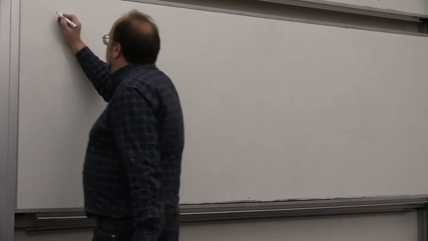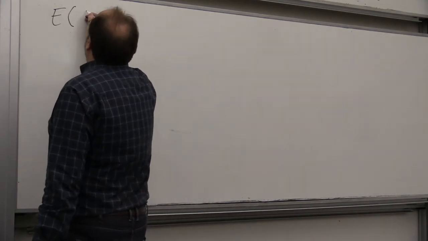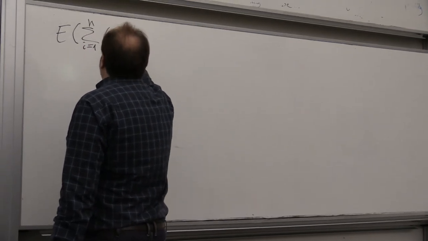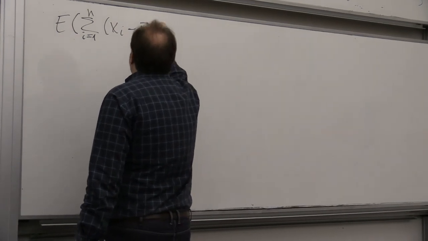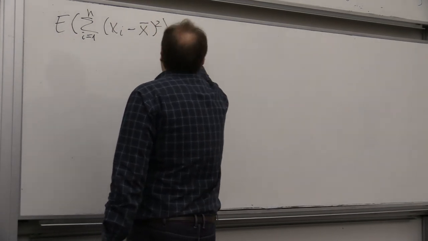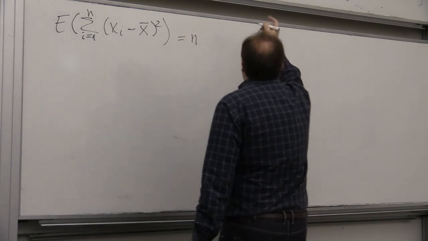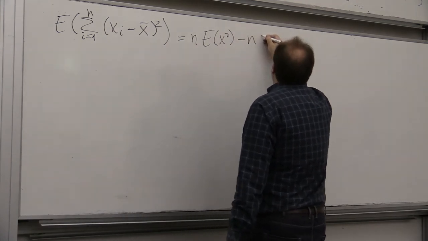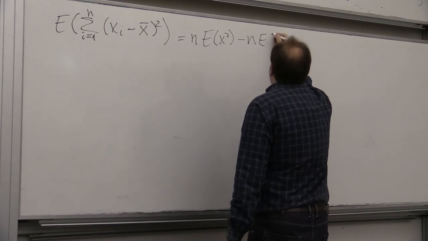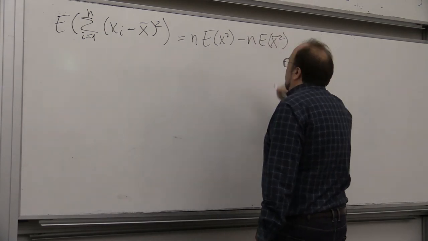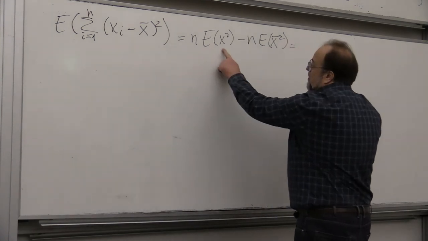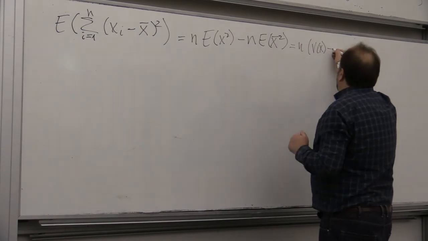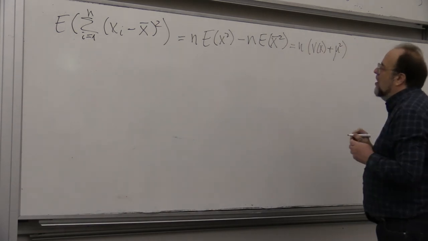So what did we see? We got that the expected value of the sum, i equals 1 to n, of (xi minus the mean) squared is equal to n times the expected value of x squared minus n times the expected value of x bar squared. Now, what is the expected value of x squared? Well, that's the variance of x plus mu squared, right?